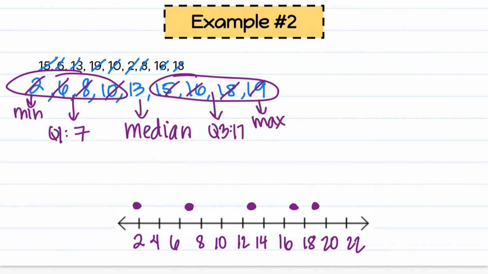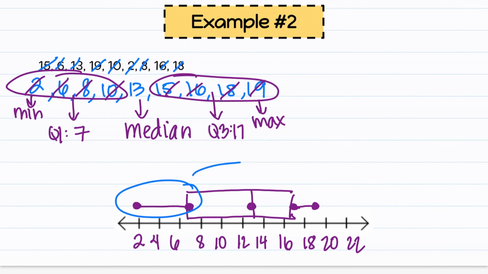And again, when I want to connect my values, I connect my minimum point to my quartile 1. My box goes from quartile 1 to quartile 3. A line goes through the median, signifying that that is a measure of center. And then the final line connects the points from quartile 3 to my maximum. And again, just like our previous example, if I look at the distribution of my graph, the shape of it is skewed to the left because the tail on the left-hand side is longer.